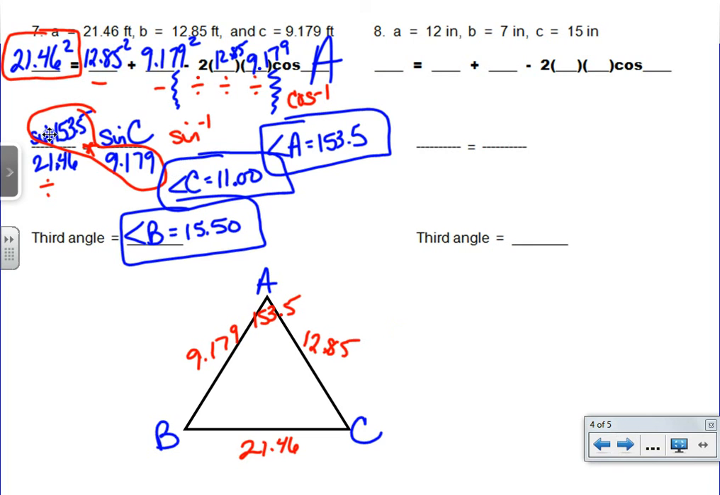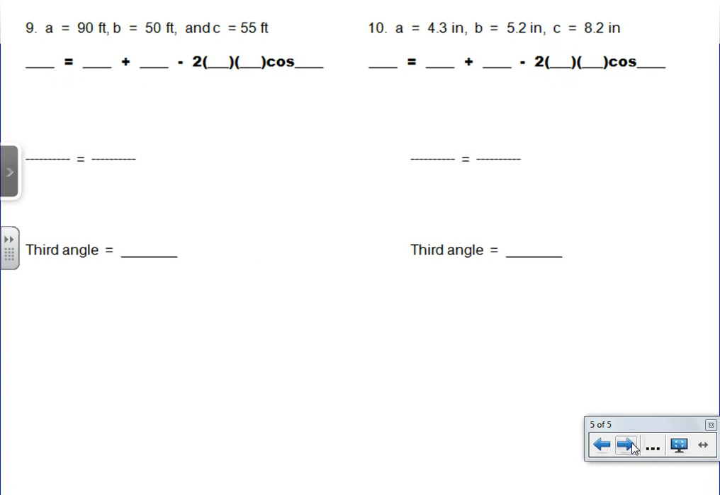Sine 153.5, shh, guys, too loud, shh, times 9.179, divide it by 21.46, and then inverse sine of that decimal. Yep, because that's law of sines. We're going to do the applications at the end. There are some, right? No? Oh, lame. I guess we're done. All right.